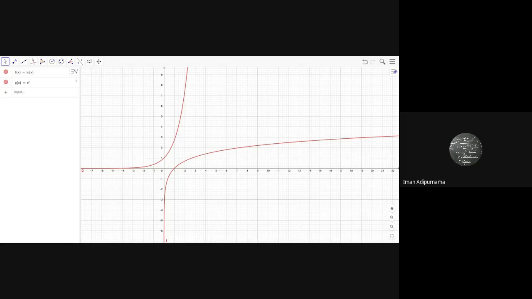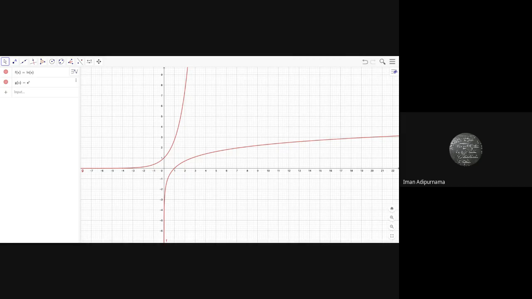The right one is our log, and the left one is our e to the x. So when I say it's inverse, it practically mirrors each other. You can see if you split this with a line here, the e to the x is basically the inverse of this log.